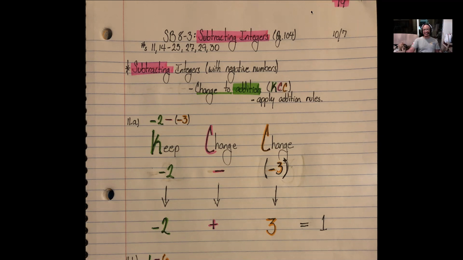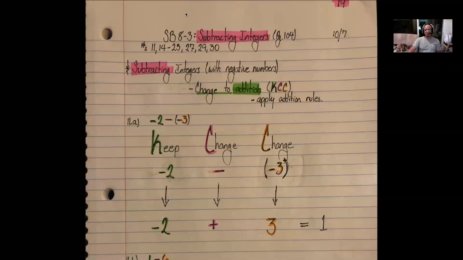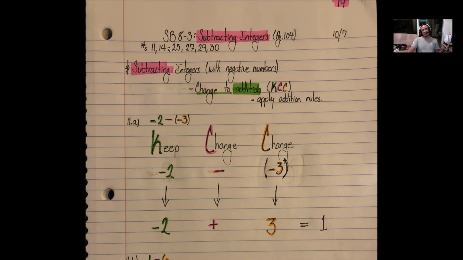This is our 19th lesson. And just a heads up, if you hadn't done the assignment just yet, I only did 11 and then 14 through 25. So we were not doing 27, 29, or 30, at least not right now. So just 11 and then 14 through 25.